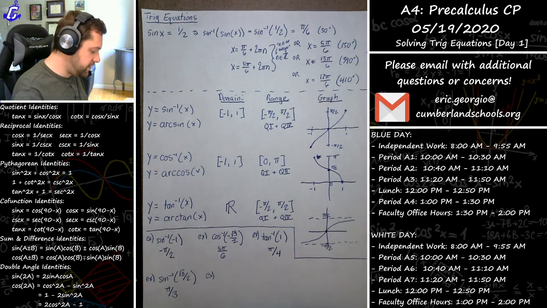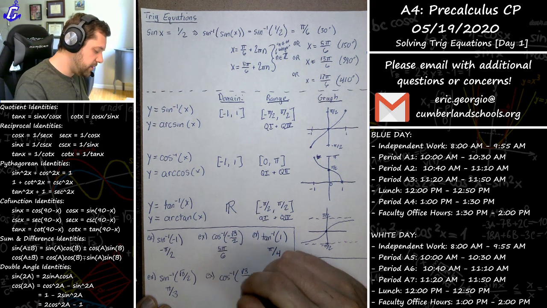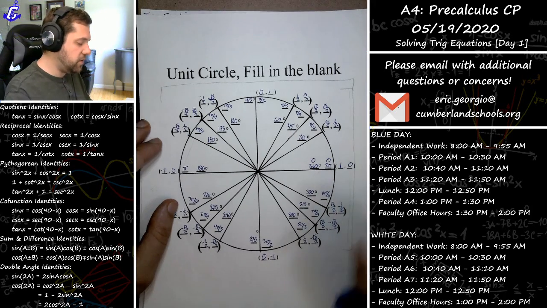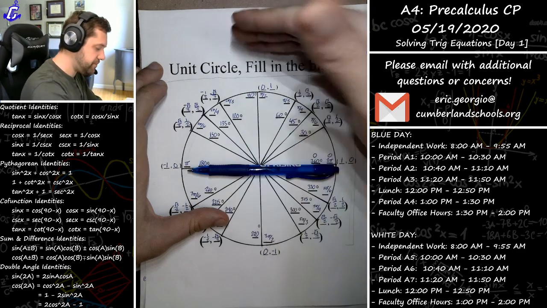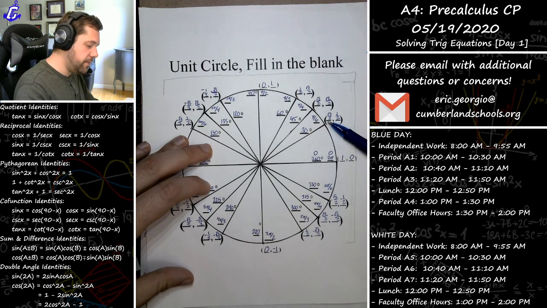And let's say we did the cosine inverse of radical 3 over 2. It's a good one. I would look at my unit circle. Cosine inverse is restricted to the top half. Where do I see a radical 3 over 2? Well, right here. It would be π/6.